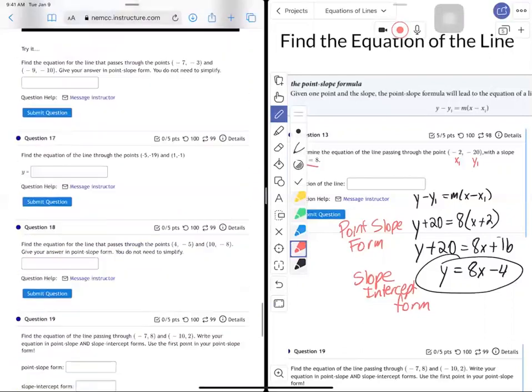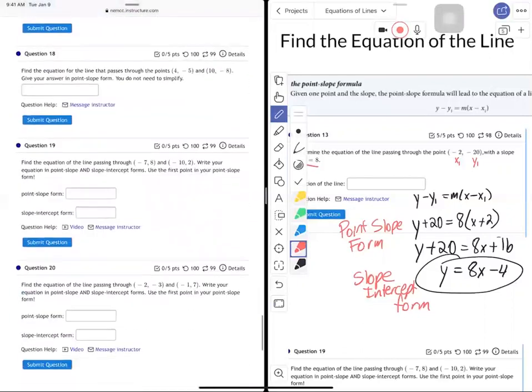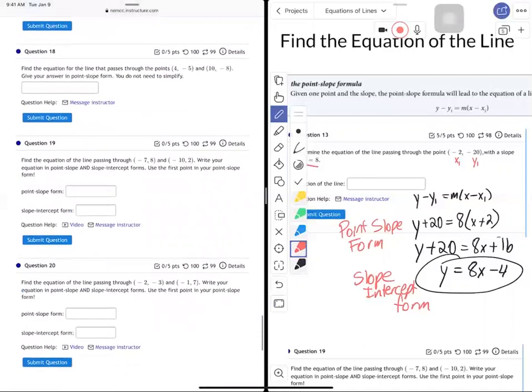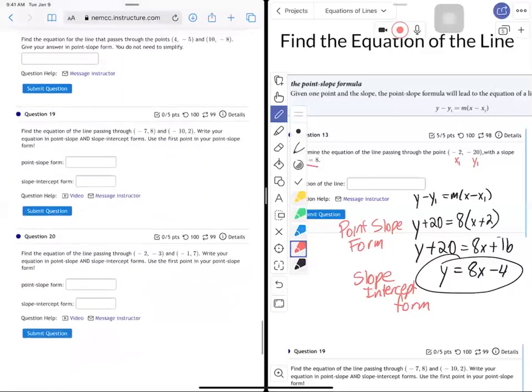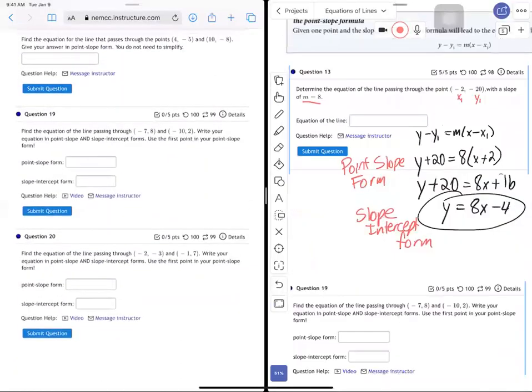18 is like 16, where you can give your answer in point slope form and you don't have to simplify it. You can just type it in as you get it there. And I kind of played around with that to check to see if you could get away with doing some simplification, and you could, okay? So if you forget and go ahead and distribute your slope, I think you'll be all right on those two. Now 19 and 20, they asked for both forms. Okay, so that was the next thing that I wanted to show you.